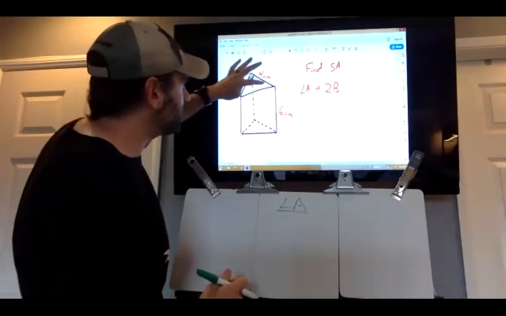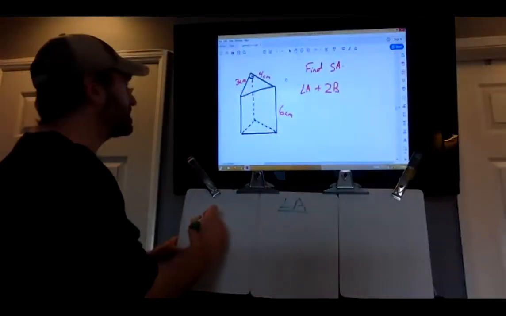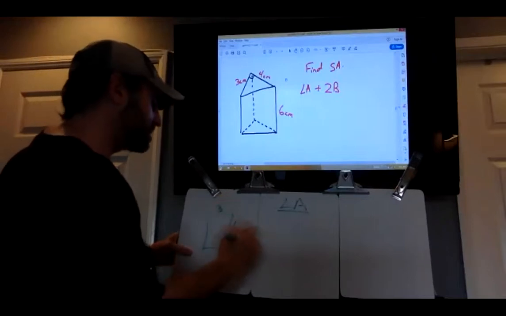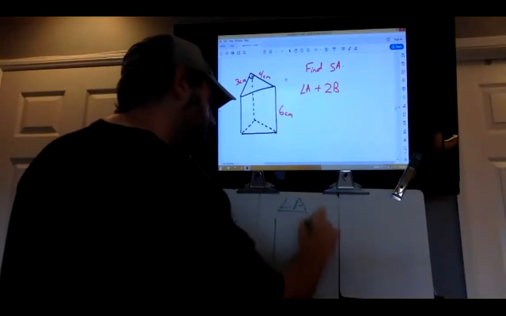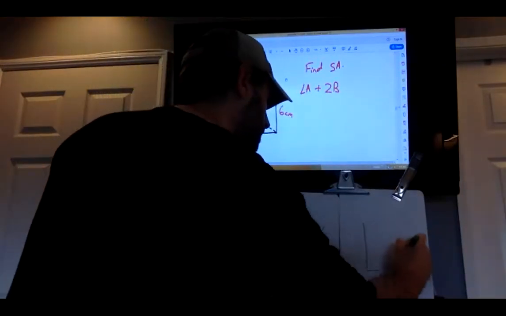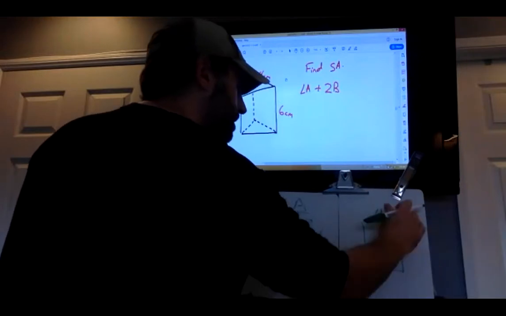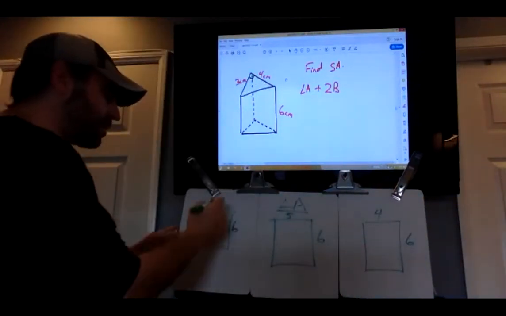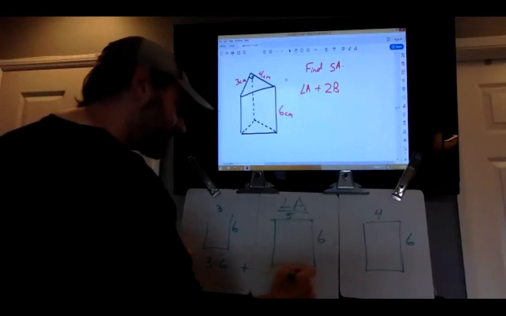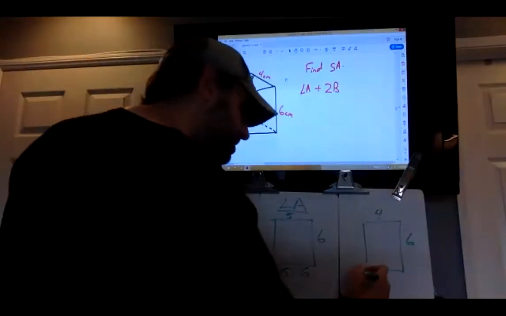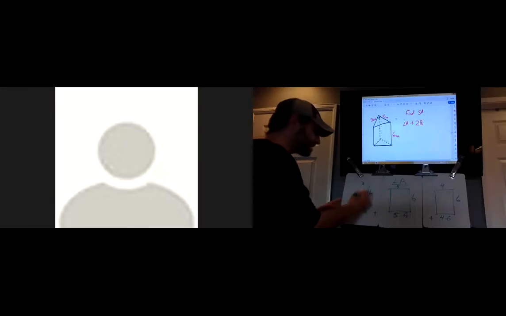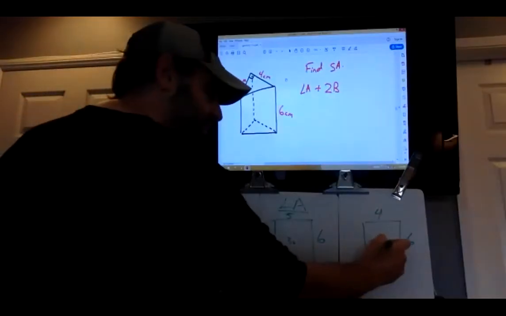So if this side is 5, let's do the rectangle on the left, which is 3 by 6. The rectangle in the middle is 5 by 6. And the rectangle on the right is 4 by 6. What I'm doing is 3 times 6 plus 5 times 6 plus 4 times 6. Those are the areas, right? That's how you got an 18. That's how you got a 30. That's how you got a 24, right?